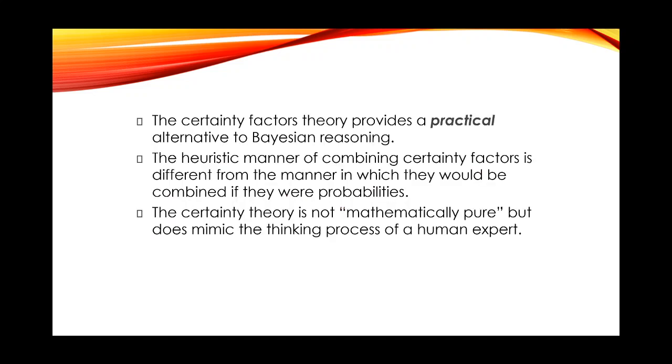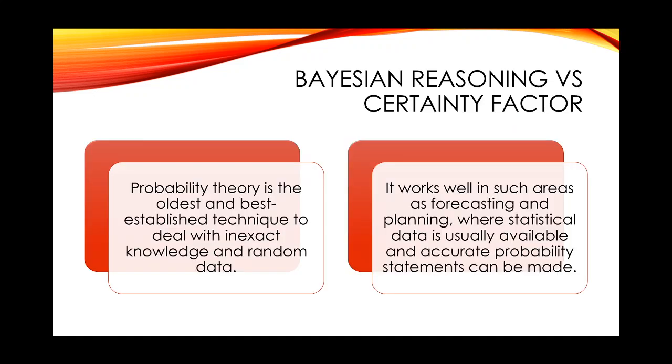Certainty factor theory provides a practical alternative to Bayesian reasoning because the heuristic manner of combining certainty factors is different from the manner in which they would combine in probability. Certainty factor theory is not mathematically pure, but it mimics the process of a human expert, just like we did in fuzzy logic.